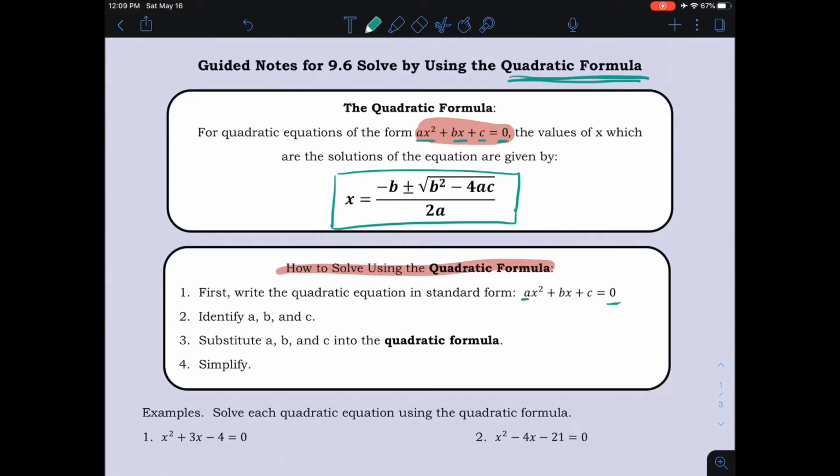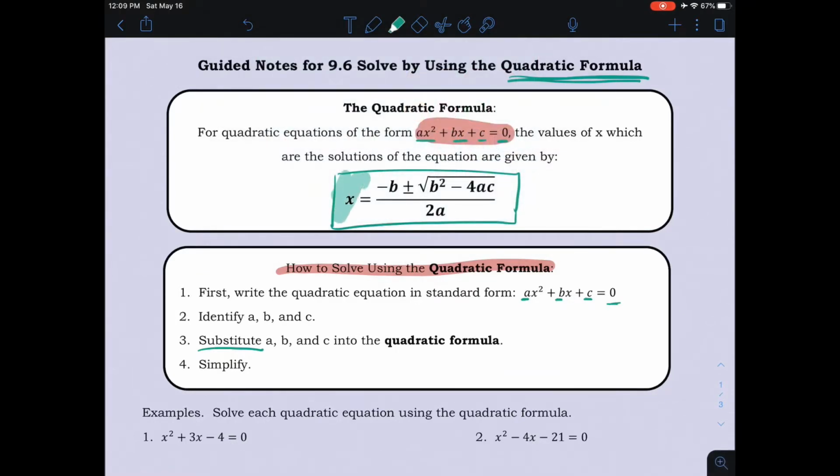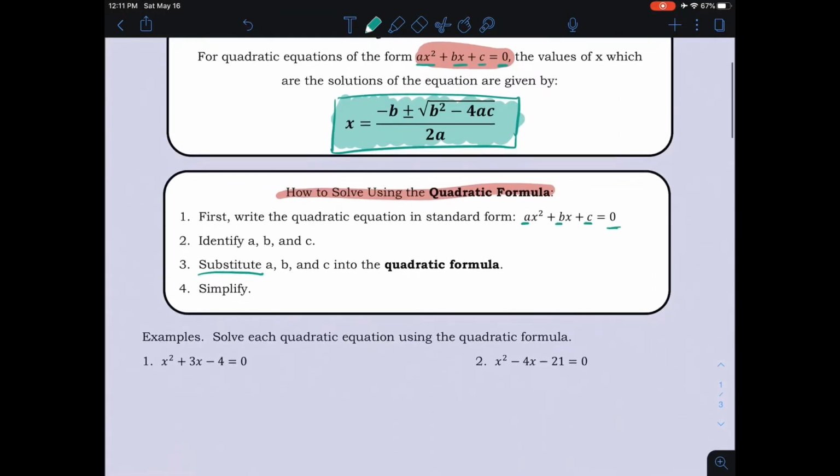A is just the number that's in front of the x squared, the coefficient of x squared. B is the number that's in front of the x. And c is your constant term, the one that has no variable attached to it. After you identify a, b, and c, you're going to substitute those values into the quadratic formula, being this formula right here. And then afterwards, you're going to just simplify it, okay? So let's look at a couple of examples together.